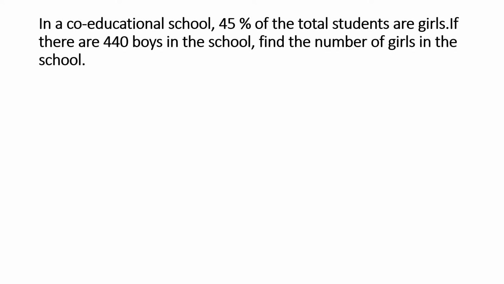In a co-educational school, 45% of the total students are girls. If there are 440 boys in the school, find the number of girls in the school.